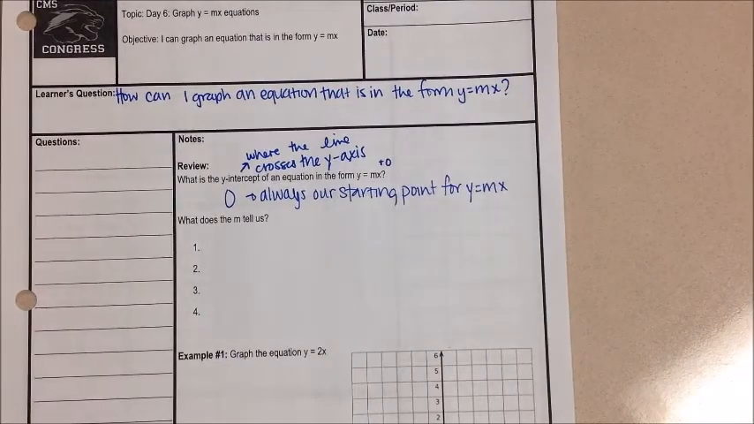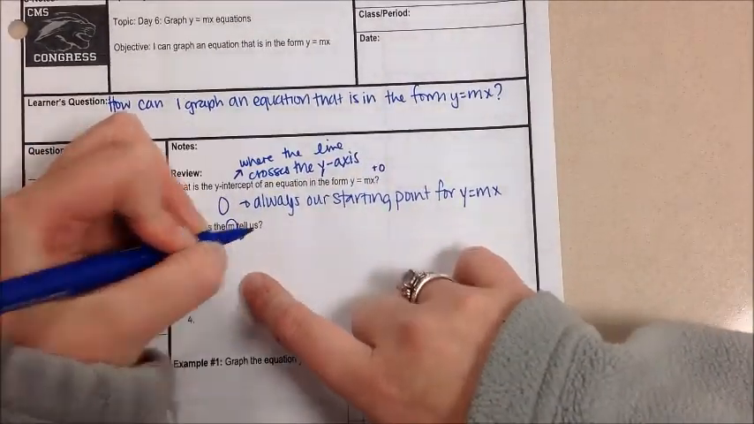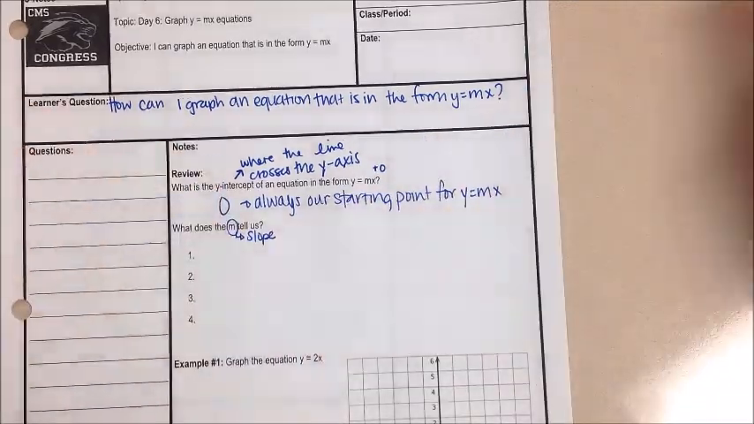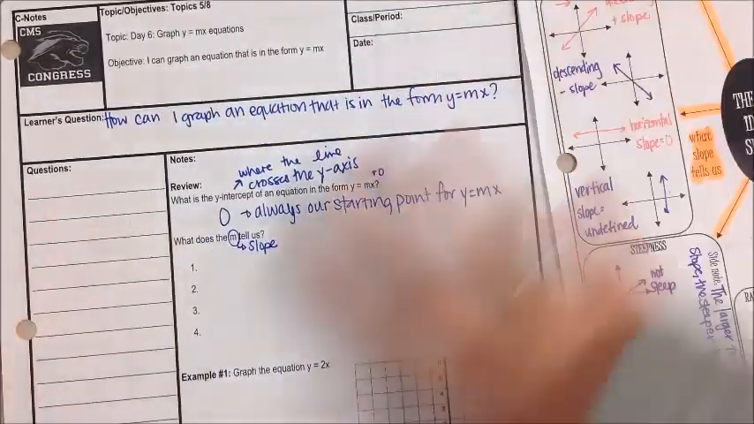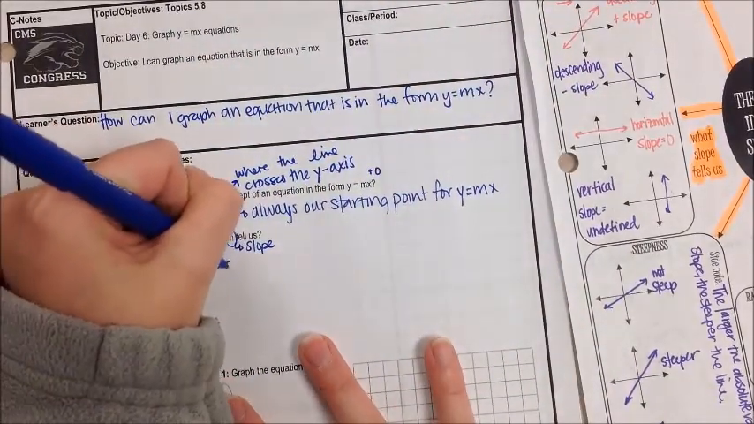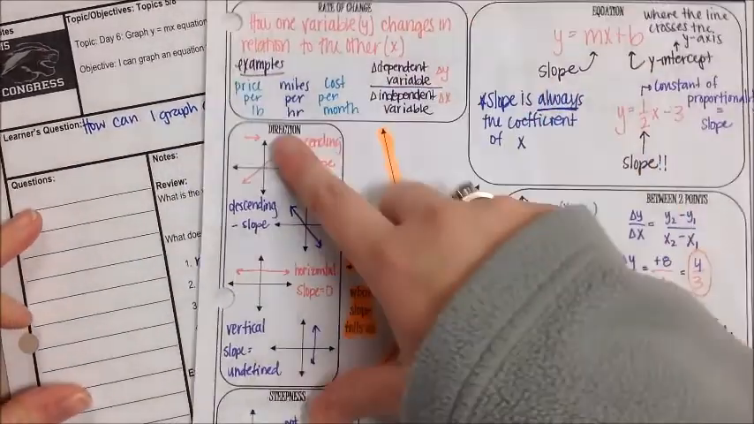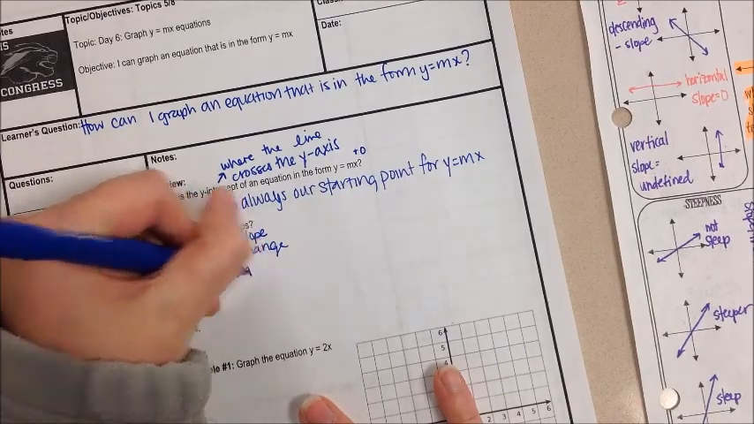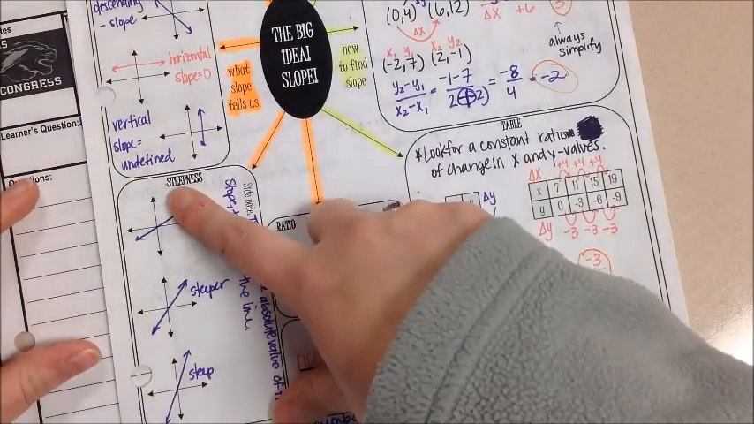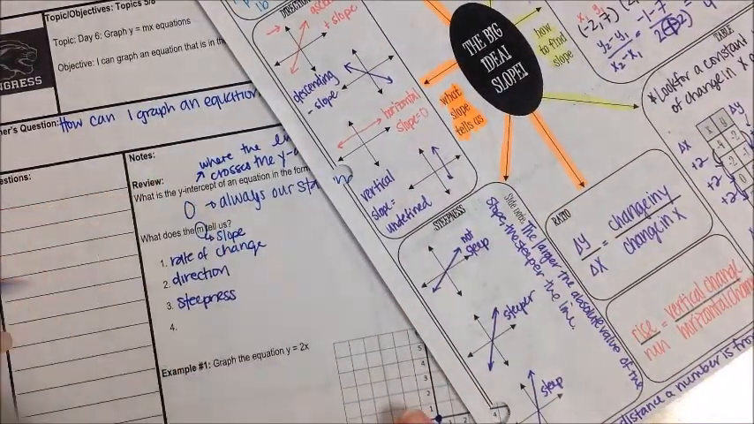Okay. Then it says, what does the m tell us? Okay, well, what is m? M is our slope. Okay, we have to remember that m is slope. Okay, and then we're going to refer back to here for those things that slope tells us. Okay, so it tells us rate of change. We know that. Okay, it also tells me direction. Okay, it tells me steepness, the steepness of my line. Okay, and then it also tells me the ratio.